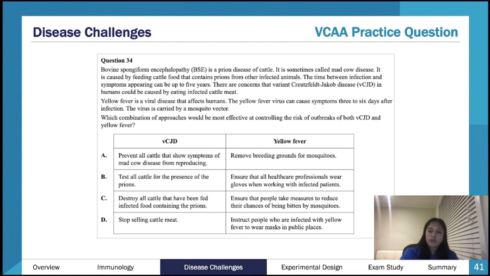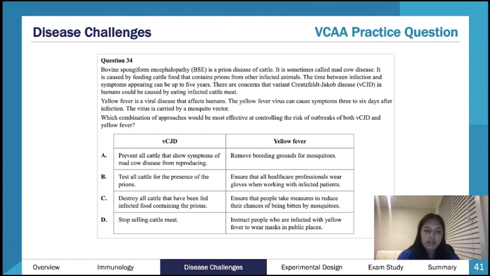You can see how there's so much information, and obviously it's helpful for context, but if you break it down, you're not expected to know what VCJD is or what yellow fever is. Whittle this question down. It's asking, how can we prevent the infection of this prion? How can we affect an infection of a viral disease via a vector? That's the idea. They could have swapped the words VCJD and yellow fever out for anything in the world. You're just applying knowledge that you have already.